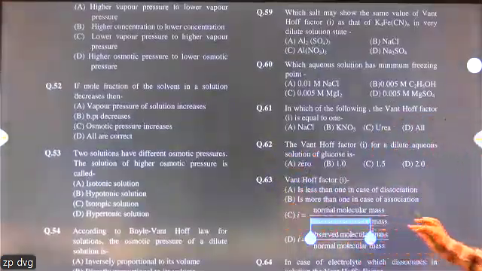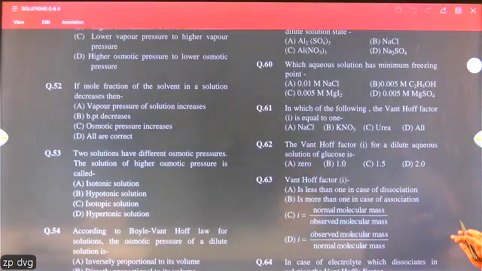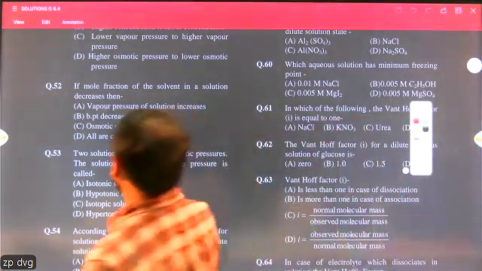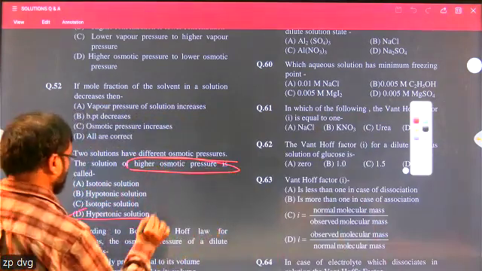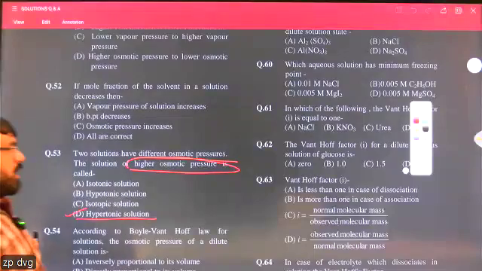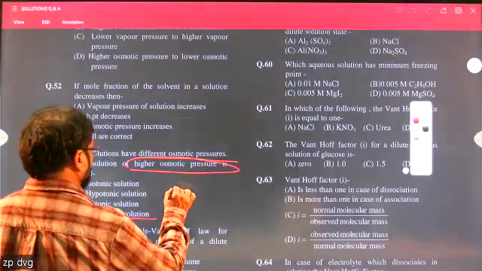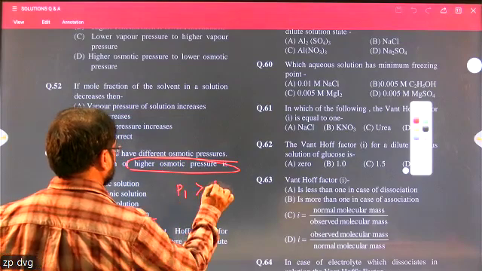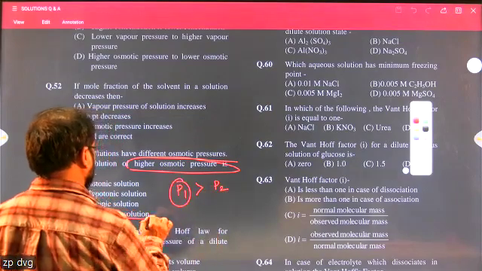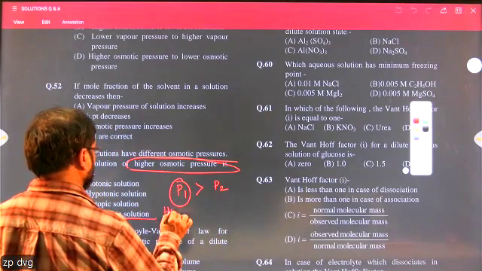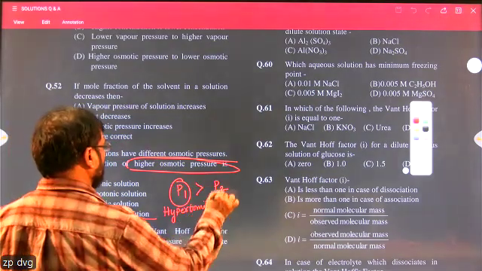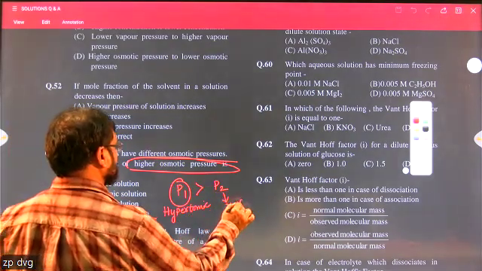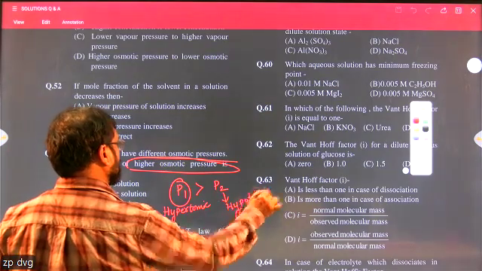Two solutions have different osmotic pressure. The solution with higher osmotic pressure is called the hypertonic solution. If P1 has higher osmotic pressure than P2, then it is called the hypertonic solution. And the one with lower osmotic pressure is known as the hypotonic solution.